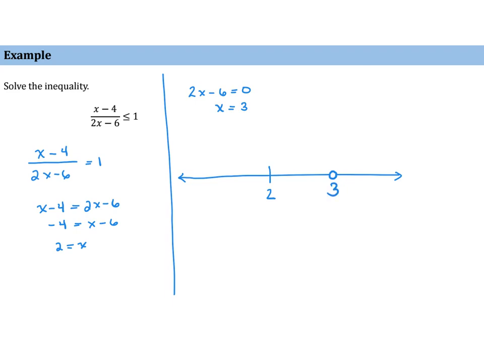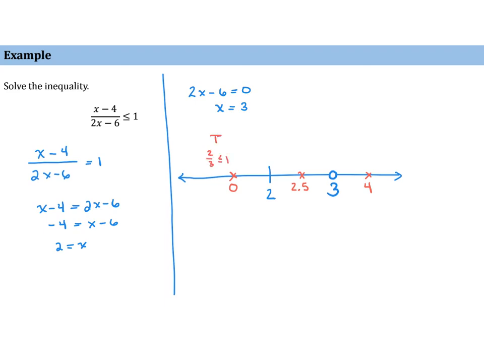So now we have 3 intervals. Let's check. We can choose 0. Between 2 and 3, we can choose, say, 2.5. And to the right of 3, we can choose 4. Let's substitute these values into the original inequality. Substituting 0 in, we get 0 minus 4 over 0 minus 6. That's negative 4 over negative 6. That's 2/3. And 2/3 is less than or equal to 1 is the inequality.